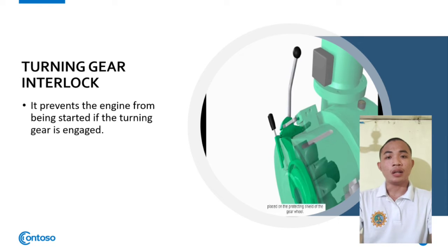So as soon as the turning gear is engaged, this interlock activates and stops the supply of the starting air to the engine. If the starting air is admitted with the turning gear engaged, then the turning gear along with the motor will fly off, puncturing the bulkhead. Thus, the interlock is necessary to prevent such accidents.